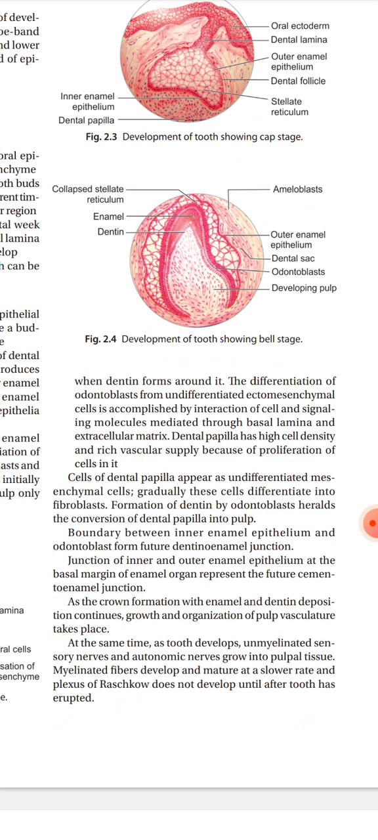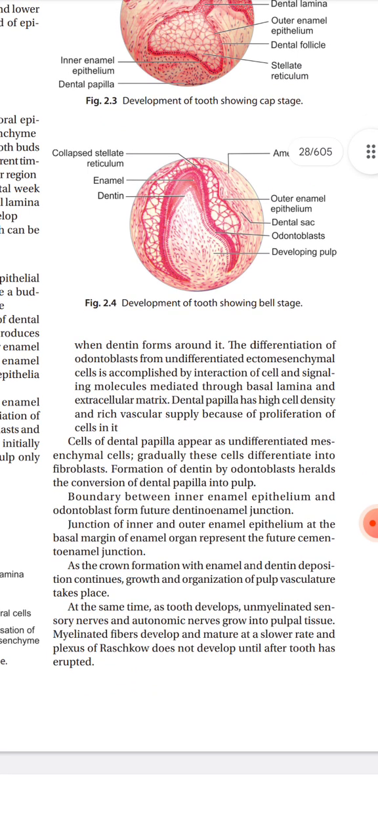Differentiation of odontoblasts from undifferentiated ectomesenchymal cells is accomplished by interaction of cells and signaling molecules mediated through the basal lamina and extracellular matrix. Dental papilla has high cell density and rich vascular supply because of proliferation of cells in it. Cells of the dental papilla appear as undifferentiated mesenchymal cells. Gradually, these cells differentiate into fibroblasts. Formation of dentin by odontoblasts heralds the conversion of dental papilla into pulp.